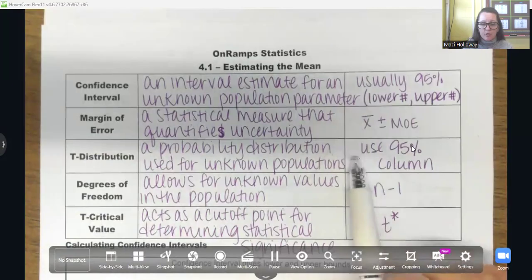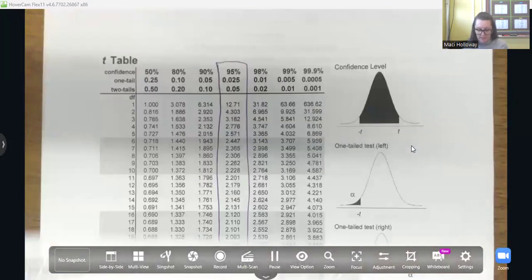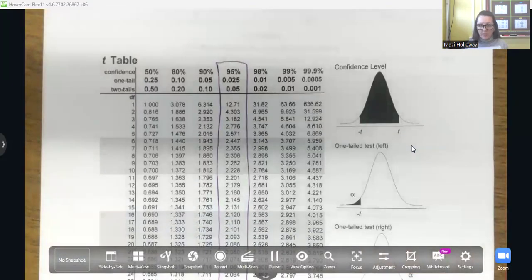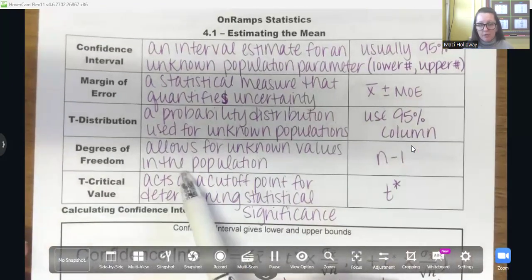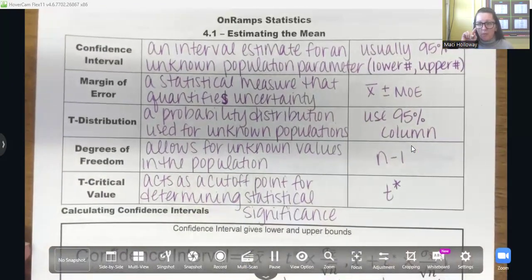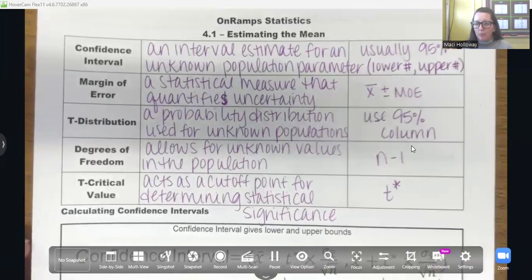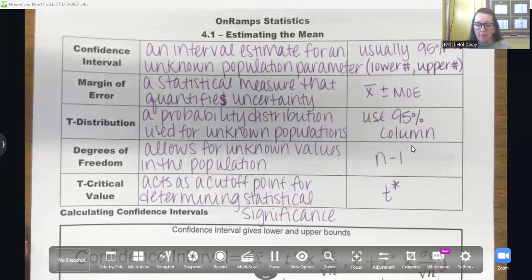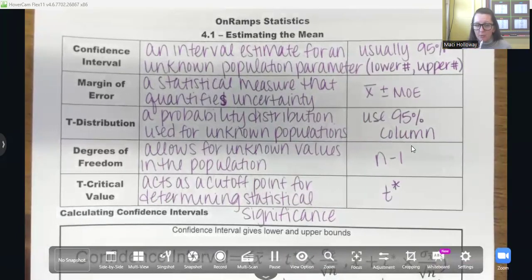Our T distribution is the probability distribution used for unknown populations. That's this distribution table here, and we're going to be looking at that 95% column. Degrees of freedom allows for unknown values in the population. If we have a sample mean from that sample, we use n-1 because that last value has to be that set value. So we calculate degrees of freedom using n-1, where n represents your sample size.